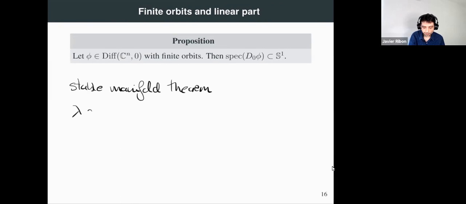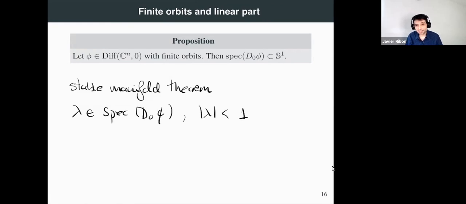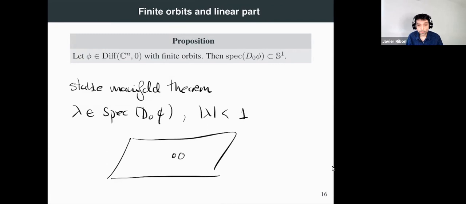For instance, if you have lambda, which is an eigenvalue of the linear part of phi, and let's say that the modulus of lambda is smaller than 1, you can find a stable manifold. So you're going to have some submanifold of Cn, here we have the origin, in which the dynamics is attracting. Okay, all the stable manifold is going to be the basin of attraction of 0. And in particular, that implies that you don't have finite orbits, because the orbit of every point in here is clearly infinite.